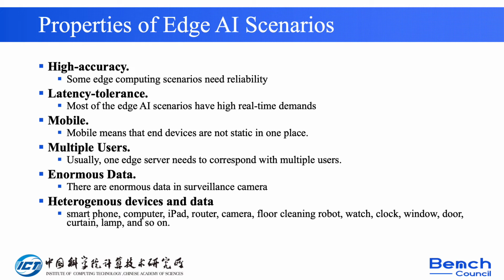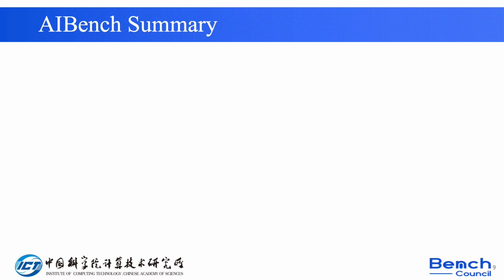In edge computing scenarios such as smart home, there are multiple heterogeneous devices, including smartphone, computer, iPad, router, camera, and so on. And those devices will generate heterogeneous data: text, image, audio, video, and so on. Thus, how to process those data is also a problem needing to be solved in edge AI computing.